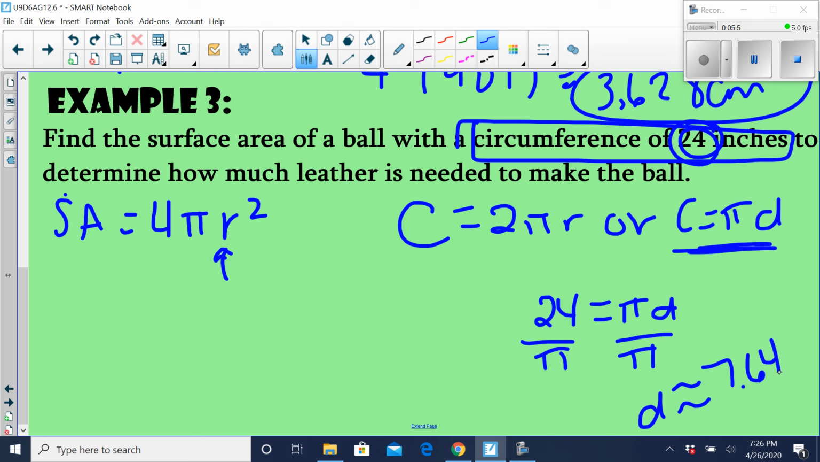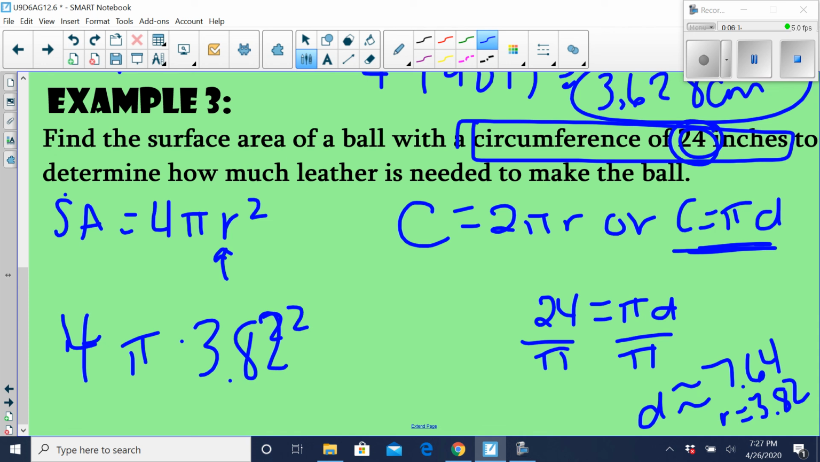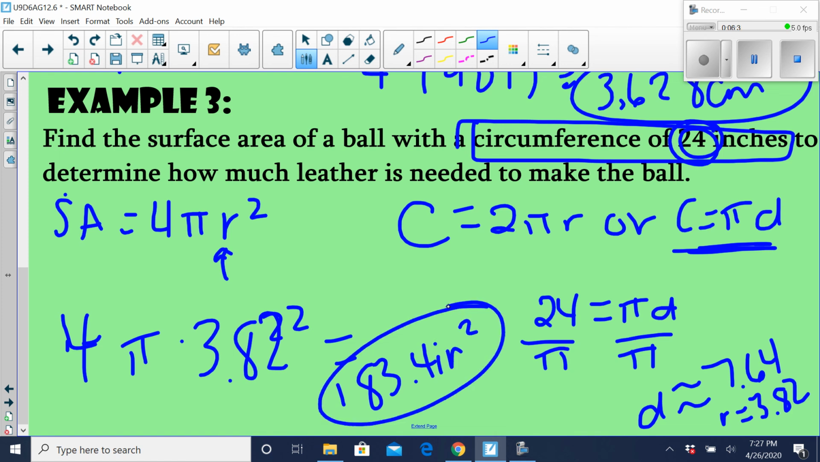So how would I find the radius from there? Well, the radius is half of the diameter. So if I take 7.64 and I divide by 2, I end up with 3.82 for my radius. And from here, it's pretty easy peasy. All I need to do is go 4 pi times that radius, which is 3.82 squared. Okay, so 4 pi times 3.82 squared is going to be 183.4 inches squared. And there's our surface area.